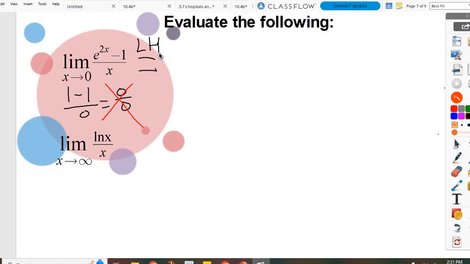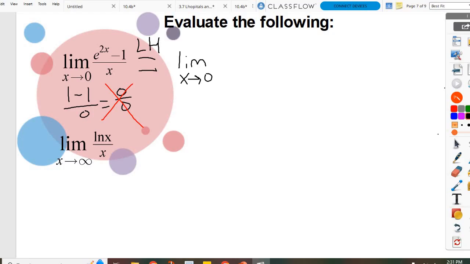And then we need to take the derivative. So we are not evaluating that limit yet. Okay, so I still have to put our limit symbol. But I am going to be taking the derivative of the top and the bottom. So what is the derivative of e to the 2x? It can be e to the 2x times 2.